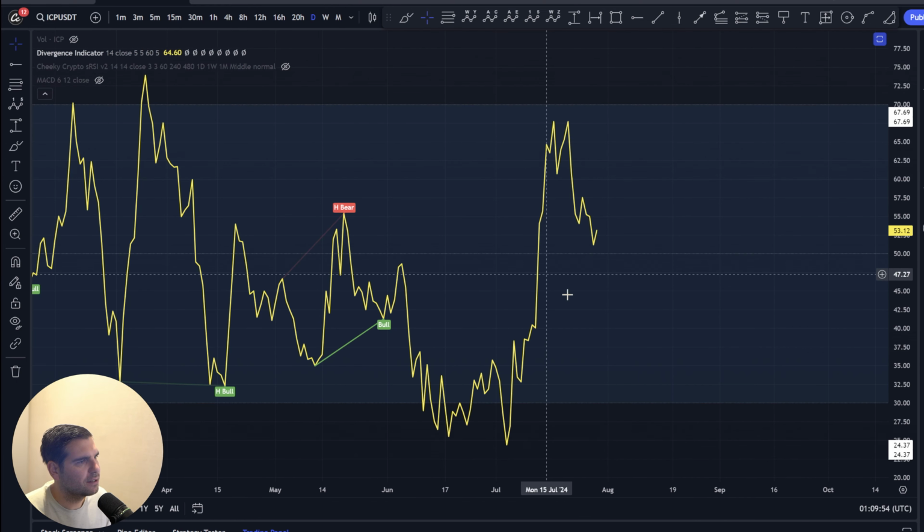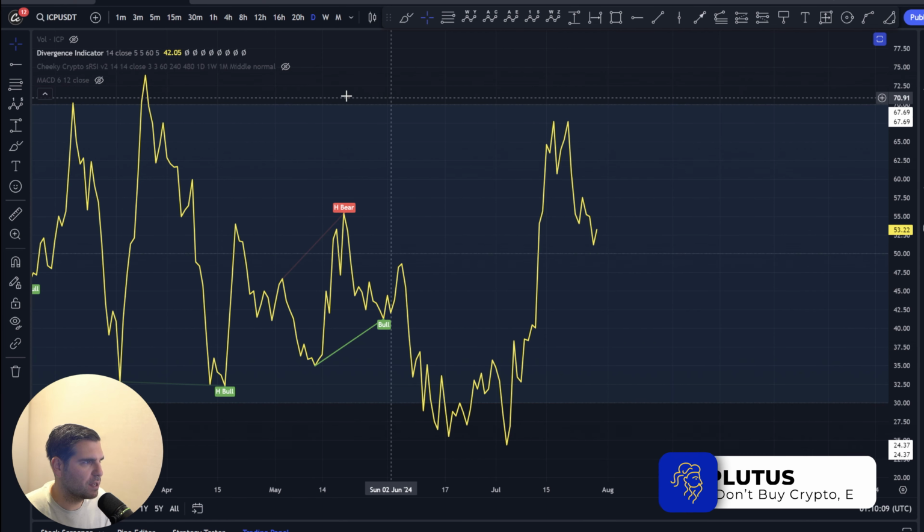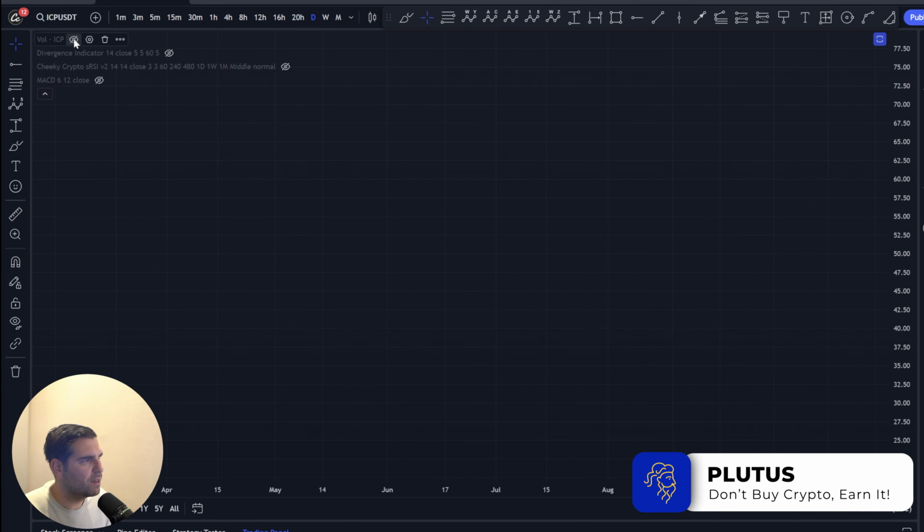Now, if we take a look at the divergence indicator, the relative strength index, the yellow line has come down and bounced from that 50 area, basically still in bullish territory, with plenty of momentum to the upside. Our upward trend is still very much intact according to the relative strength index. So it's looking strong from there.